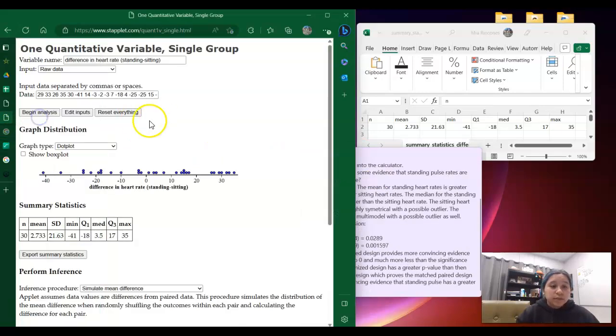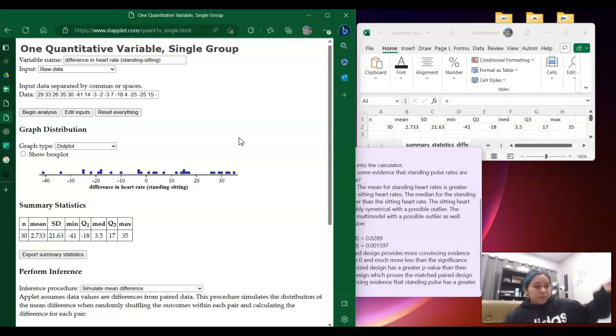So looking in terms of what we see here, this is really what we're looking at. We're trying to see which one is actually more of a design that we would go for if we were to do it all around the world or with more people, and which one would provide accurate evidence, more convincing evidence that standing is greater of a heartbeat than sitting.